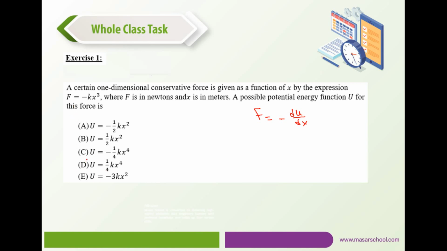If you look at choice D, let's try now to derive it. dU/dx, that would be d/dx of (1/4)kx⁴, and that would give us kx³. Adding a minus sign here because F is given by minus dU/dx, that would give us the expression of the force. Because F is given by minus dU/dx, then D would be the correct answer.